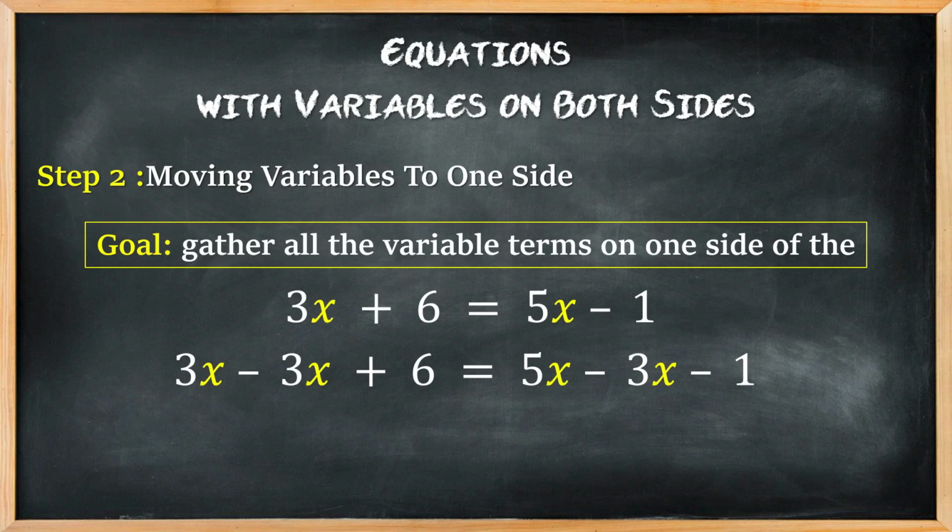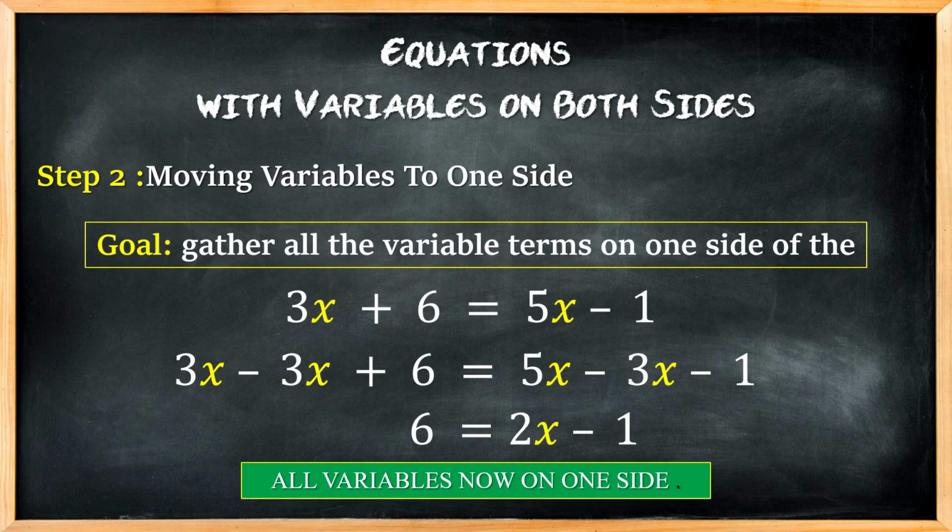So we subtract 3x from the left side and subtract 3x from the right side. After subtracting 3x from both sides, the 3x on the left side cancels out, leaving us with just 6. On the right side, 5x minus 3x gives us 2x. So our equation becomes 6 equals 2x minus 1. Perfect. We have successfully moved all variable terms to one side.